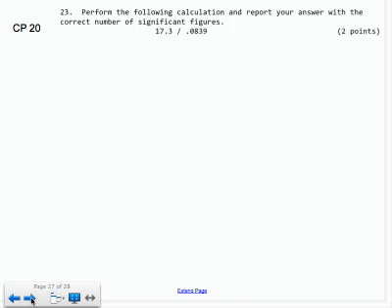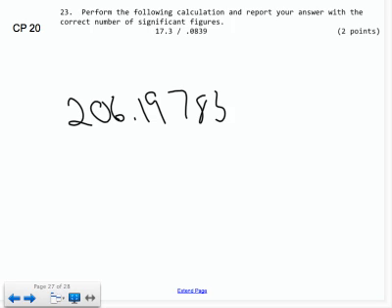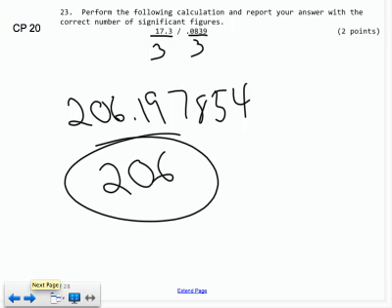Perform the following calculation and report your answer with the correct number of significant figures. You're dividing 17.3 by 0.0839, and that comes out to 206.19785. Okay, so we need to round here, and we need to look at the total number of significant figures in each number. This is division. They both have 3 significant figures, which means our answer can only have 3 significant figures. So we're going to round that to 206 and drop all of those decimal places.